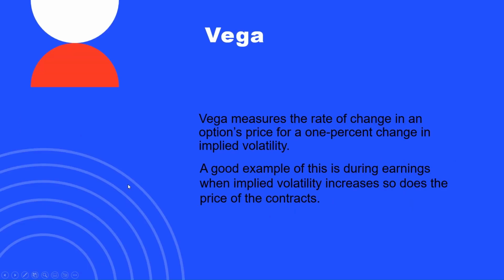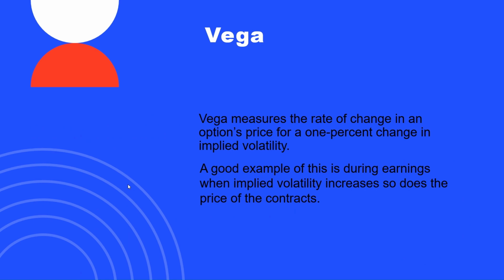So we got Vega. Vega measures the rate of change in an option's price for a 1% change in implied volatility. Good example of this is during earnings. When implied volatility increases, so does the price of the contracts, right? We've been talking about this in the chat. You can take AMD as a perfect example. Typical weekly contract on AMD, one strike out of the money might be $100, $200, $300, right? But today we saw it as $500, $600, $700, even $800, right? For just one strike out or in the money.